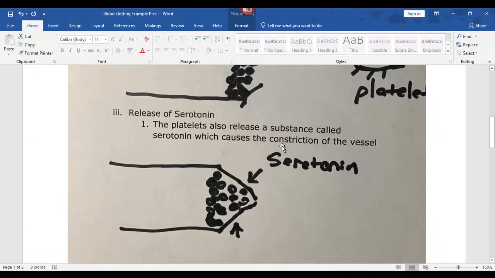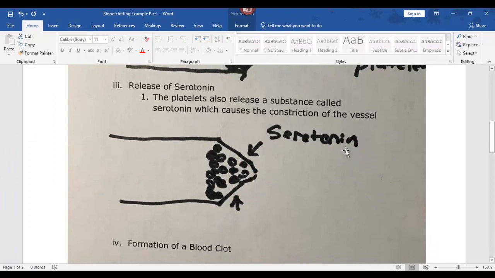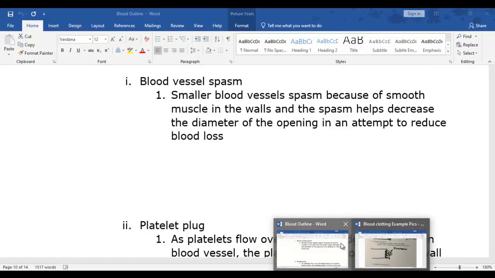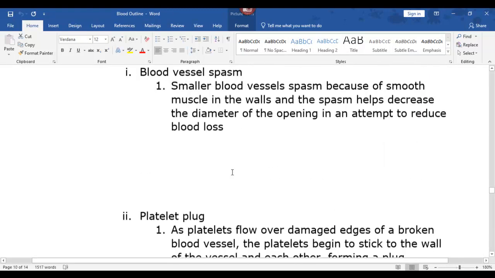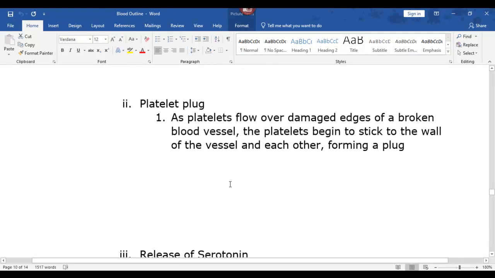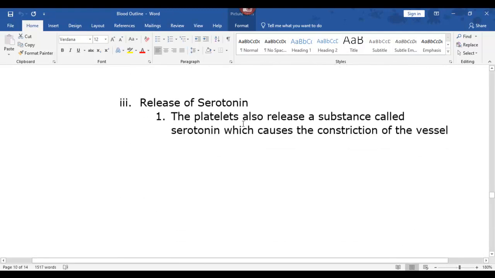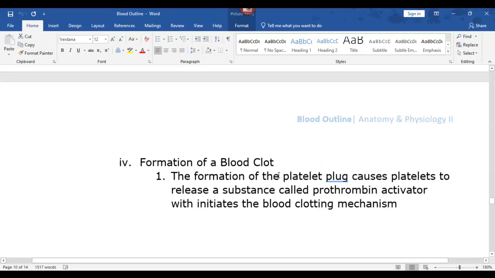Next thing in the sequence, platelets release serotonin, causes further constriction of the vessel along with the platelet plug. Once again, the whole purpose is trying to prevent blood loss. So here's the platelet plug area in your outline. Here's the vessel spasm we would be drawing, and then here's the release of serotonin.